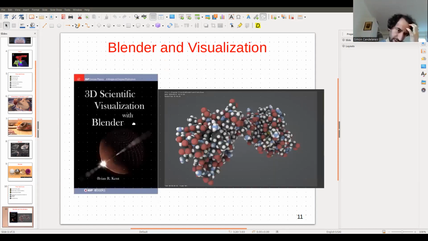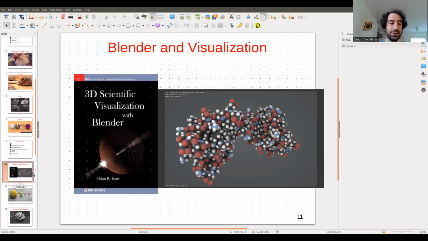So the idea was to use something like Blender, one of these 3D software packages, to visualize data. And that's something people have done in the past already. If you look at this group, I think they are in Pisa, they visualize molecules like these ones. And there's even a book about visualization in Blender, which I do not recommend at all. It's probably an example of how not to write a book, but it talks a little bit about how to use Blender for visualization.